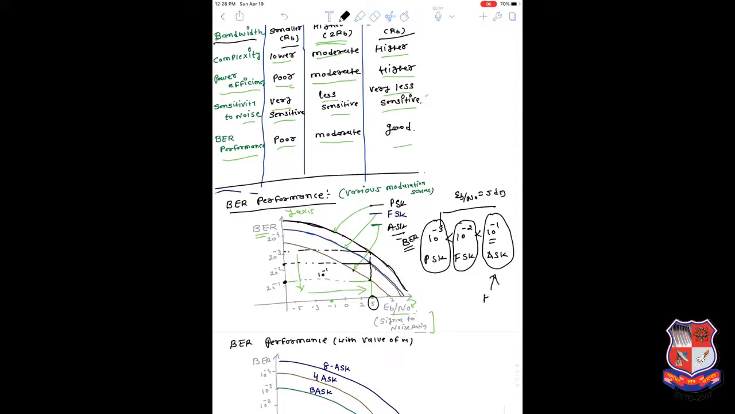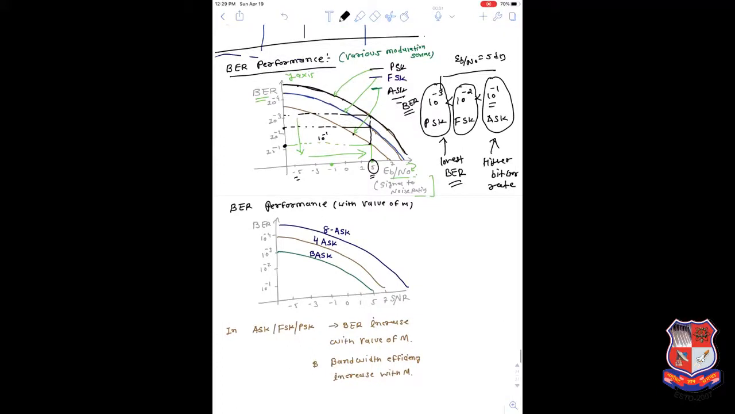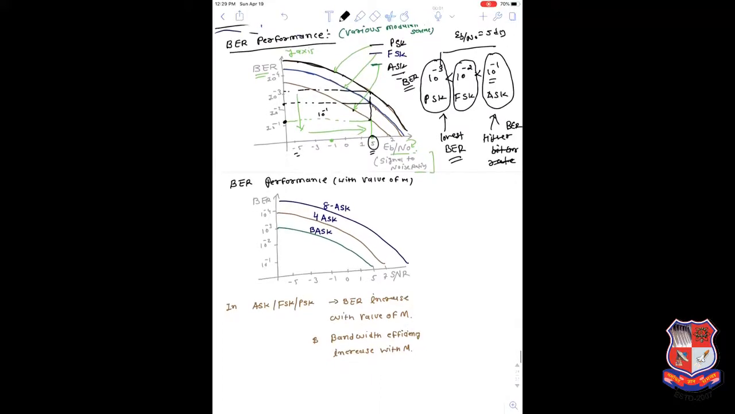So ASK has a higher bit error rate for any particular Eb/N0. The same you can apply for any other Eb/N0, you are getting the same result. So for ASK the higher bit error rate is observed, and for PSK we have the lowest bit error rate observed. This is the higher bit error rate and this one is the lowest bit error rate.